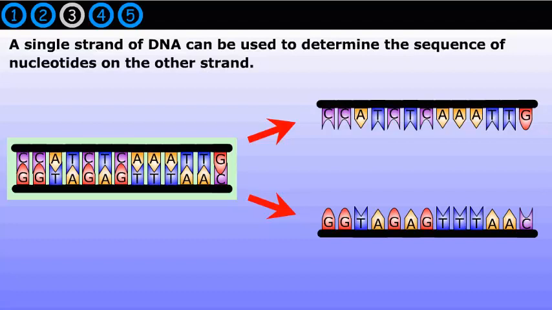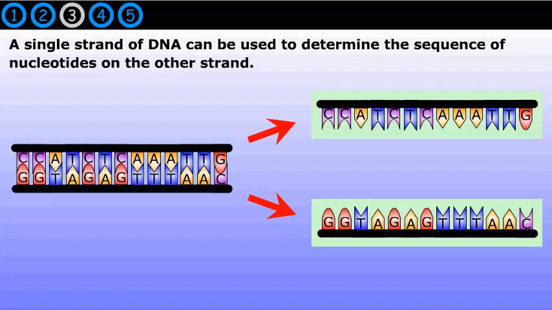This is a piece of double-stranded DNA. When we break the hydrogen bonds holding the strands together, we end up with 2 single-stranded DNA molecules. We can use the single strand of DNA to figure out the sequence of nucleotides on the second strand.